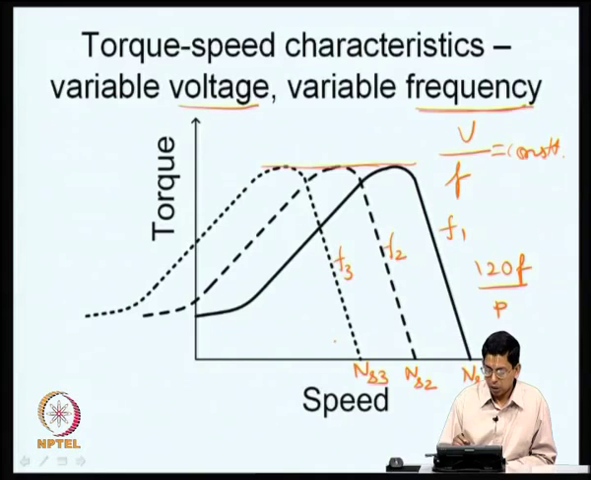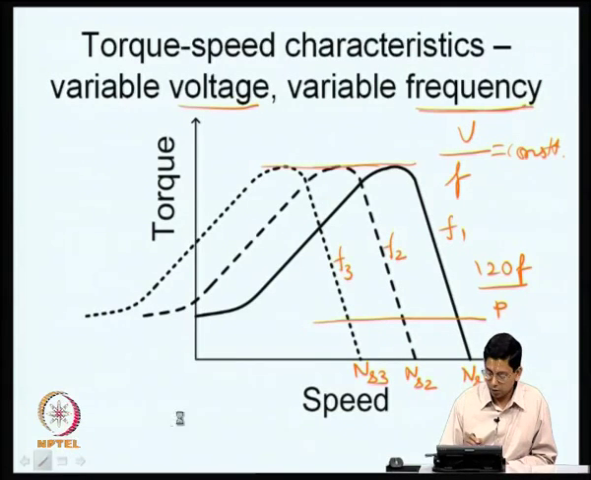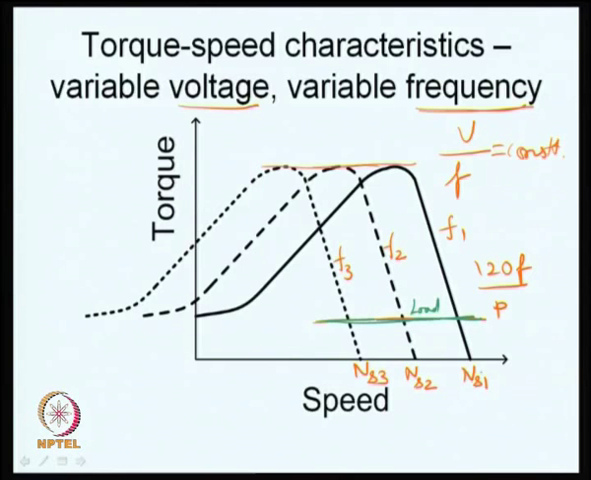Now, let us say I have a load whose torque speed characteristic is like this. Let me use a different color. Okay, let me use this green color. Let us say this is the torque speed characteristic of the load. So, if I am applying a frequency f1 and a corresponding voltage V1, then I operate at this point.